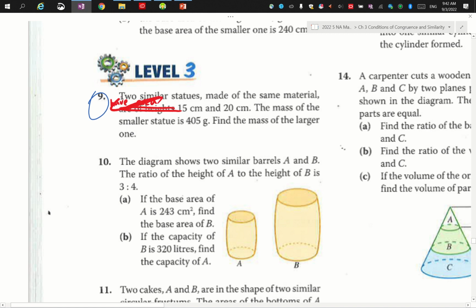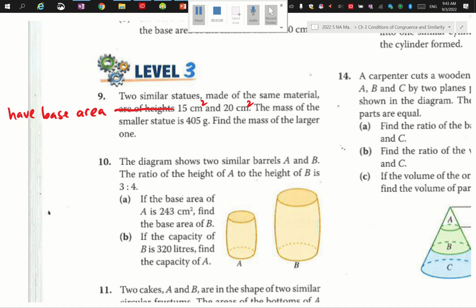Instead of pi, have base area 15 square cm, 20 square cm. How to find the mass of the larger one? Okay, so instead of giving you the heights, I give you the area. And I conveniently just leave it as 15 and 20. So how? Okay, think about it.